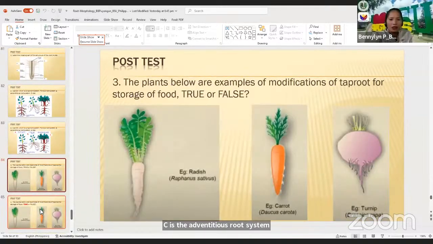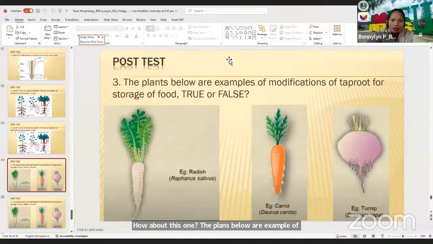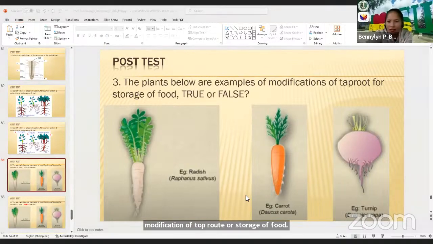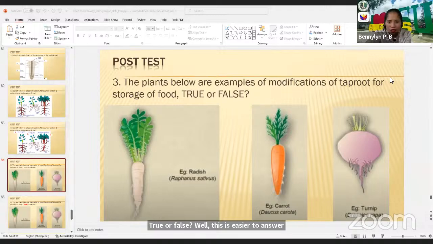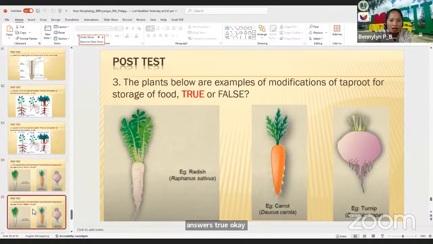How about this one? The plants below are examples of modification of taproot for storage of food. True or false? Those pictures like the radish, carrot, and turnip are examples of the modification of taproot. Somebody answers true. Okay, indeed, the answer is true. So they are modifications of taproot for storage of food: the radish, carrot, and turnip.